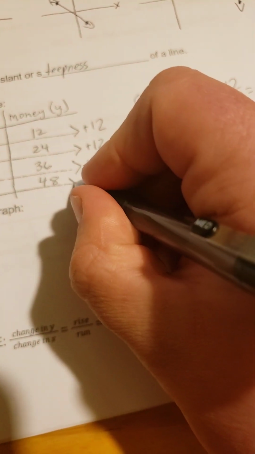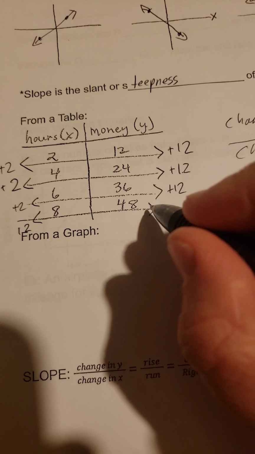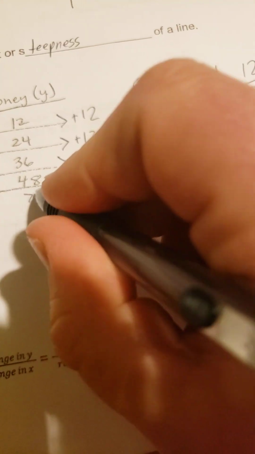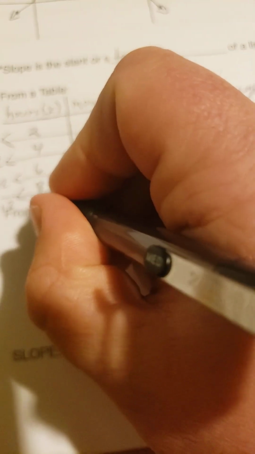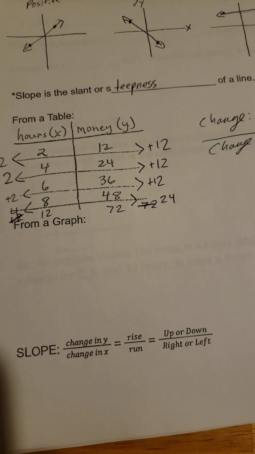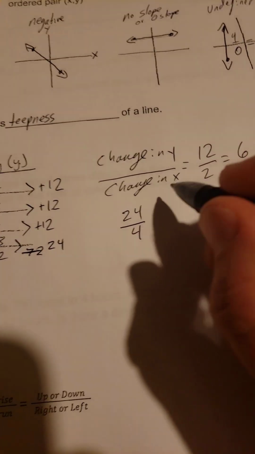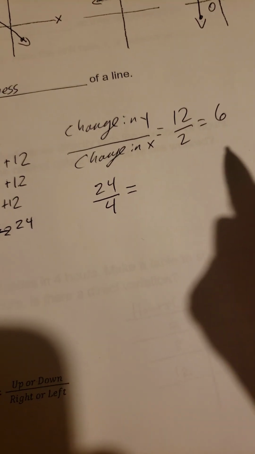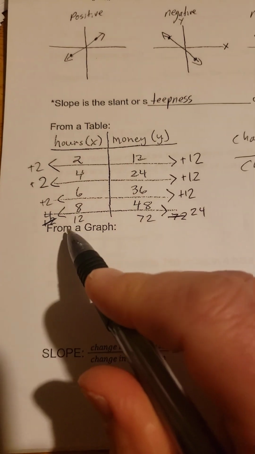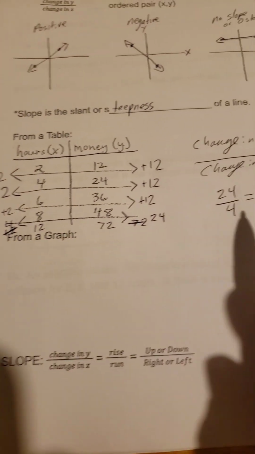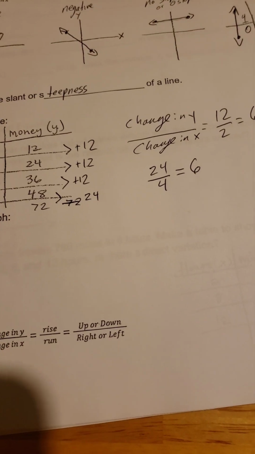Let's say I made another point here. I made it 72, and this one I made 12. Notice here, the change from 48 to 72, I should have written 72 here, sorry, is 24. From 8 to 12 is 4 units. 24 divided by 4 is 6. So even though these changes were not the same, when I did the division, I got the same number back. So it works, okay?